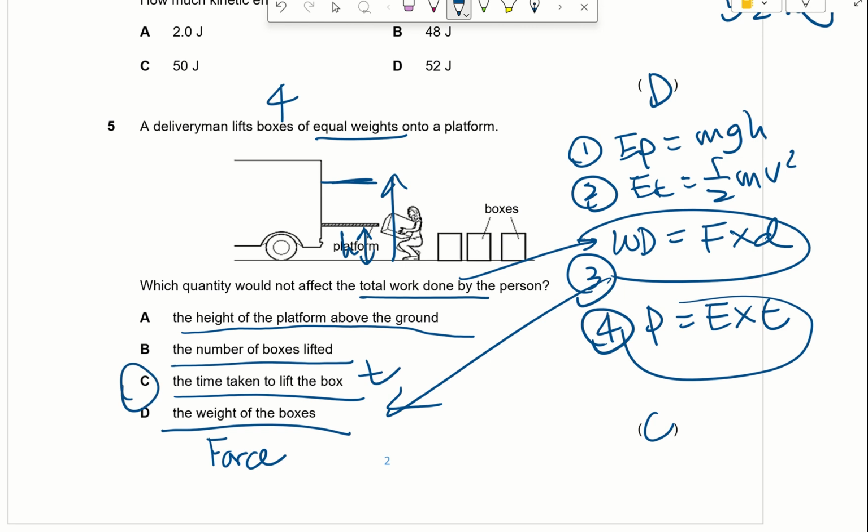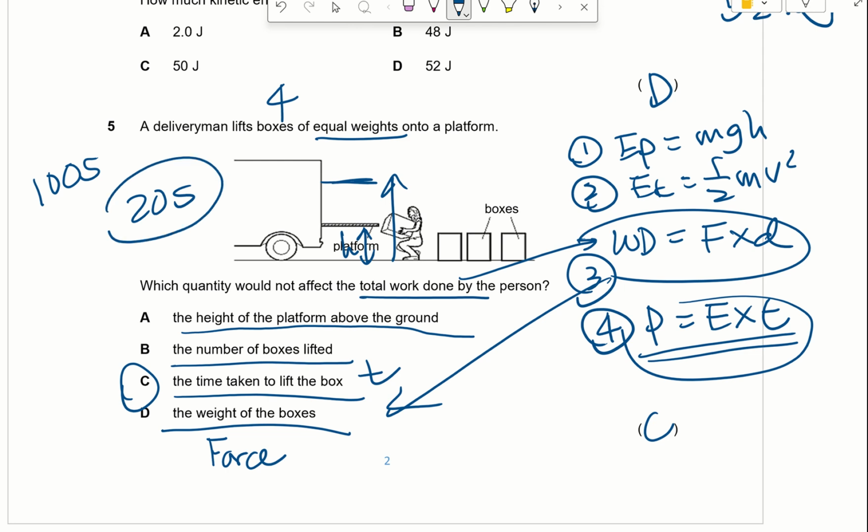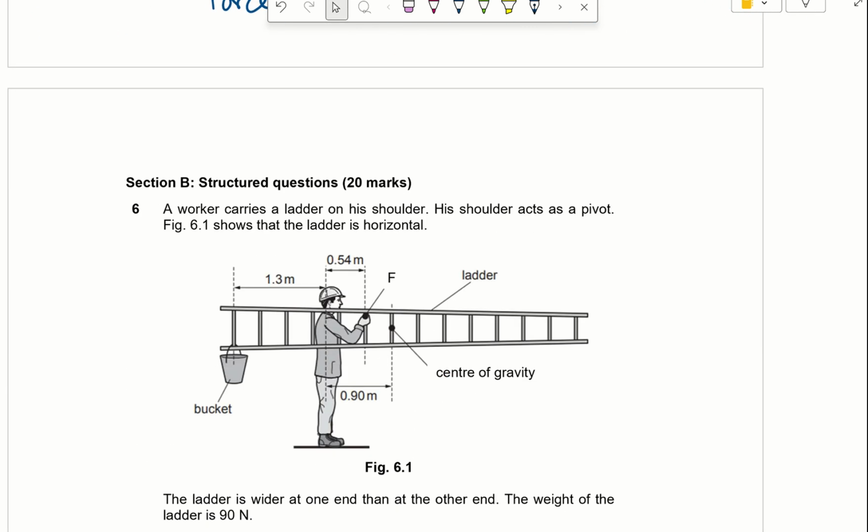Okay, so how about C, the time taken to lift the box? C is actually linked to the power. So now if this delivery man takes 20 seconds to lift all 4 boxes versus another delivery man who takes 100 seconds, which delivery man actually has more power or is more powerful? Definitely the one that is using a shorter amount of time. So as you can see from this formula. Okay, so question 5, answer is C.